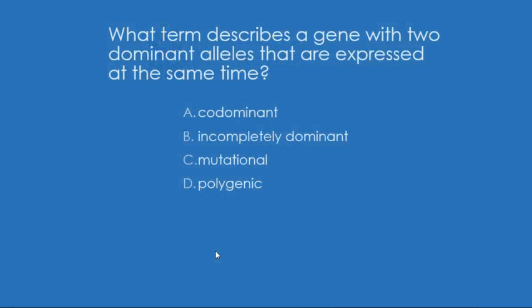Okay. What if, though, you had a gene that had two dominant alleles, and those could be expressed at the same time? This is actually something that turns out to be important to you, and we'll talk about why a little bit later. What is this called if you have two dominant alleles? Codominant, incompletely dominant, mutational, or polygenic? Well, polygenic means multi-genes. We're talking about one gene at a time, so that would not be it. Mutational, no, because that's totally different. Incompletely dominant, we just talked about that. That just means that your dominant allele is not fully expressed when it's combined with the recessive allele. Codominant is when you have two dominant alleles.